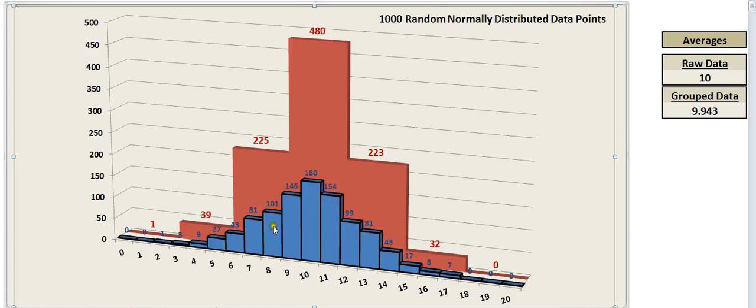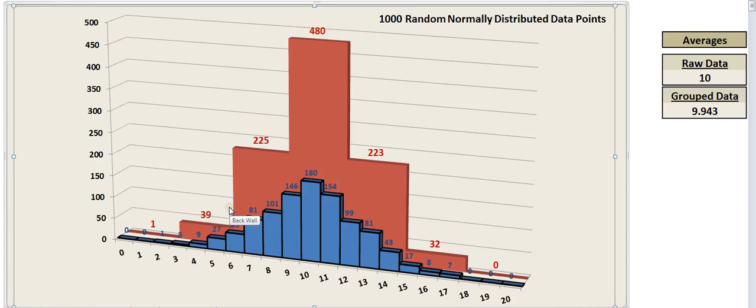What you've got here in the blue region of the curve are 1,000 data points broken up by their value, rounded off to the nearest whole number. So here you've got no zeros, no ones, 2, 3 threes, 9 fours, 27 fives, and so on up to 20. So it's a nice bell shape.